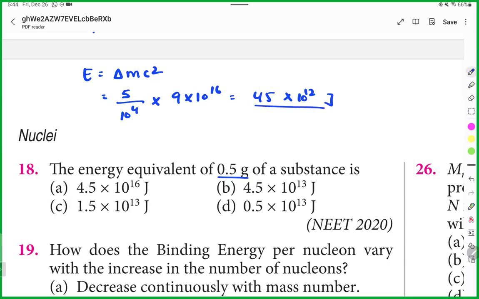Is this correct? Do you have this option? Yes. Any doubt? E is equal to mc square. Mass value is given in grams. You will convert into kilogram. That's why I divided by 1000. And then c square value.